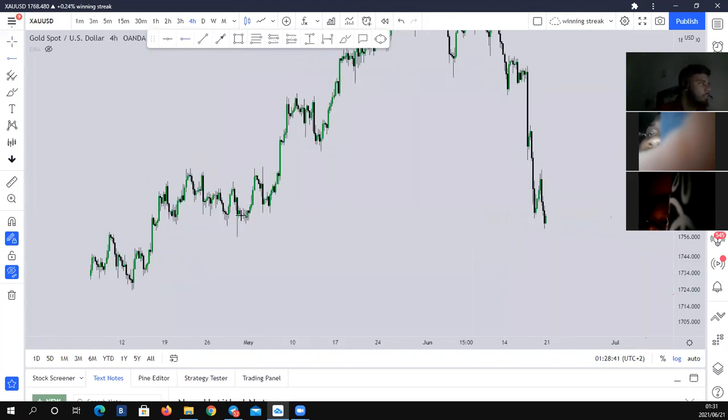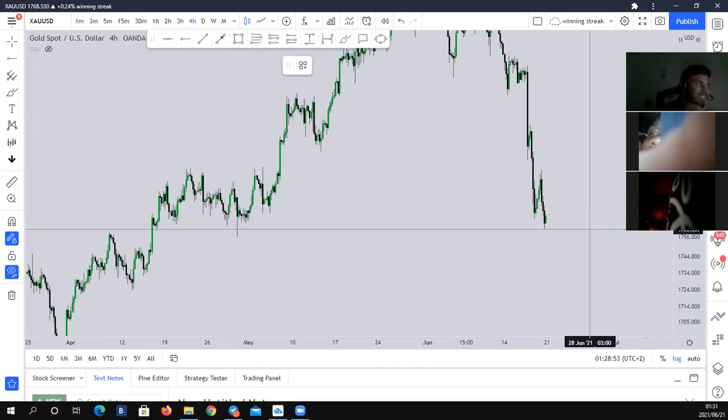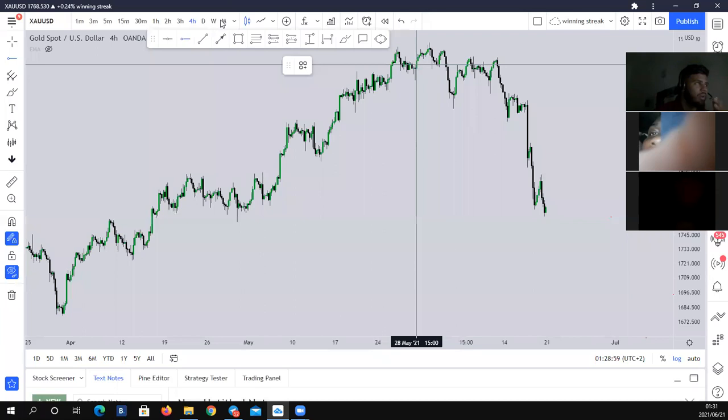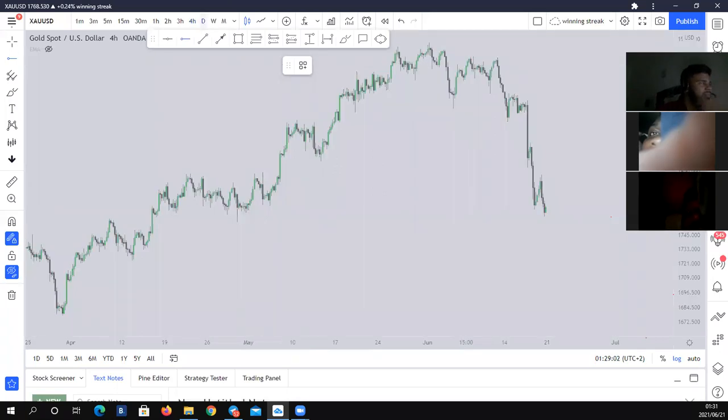You guys can see this here. We're back at that support. What can possibly happen at the support is we can start buying, because that exact same support is where the market started taking off from here, all the way up. Let's go to the daily quick and understand what's happening on the daily also.